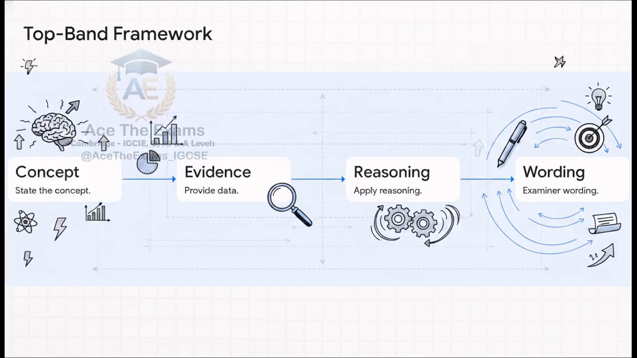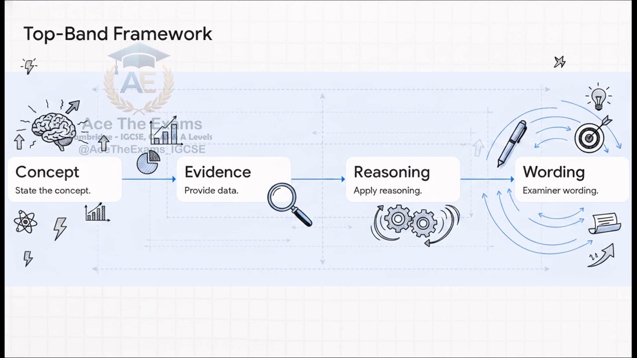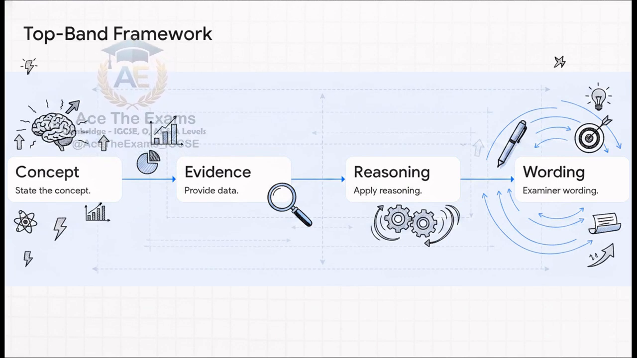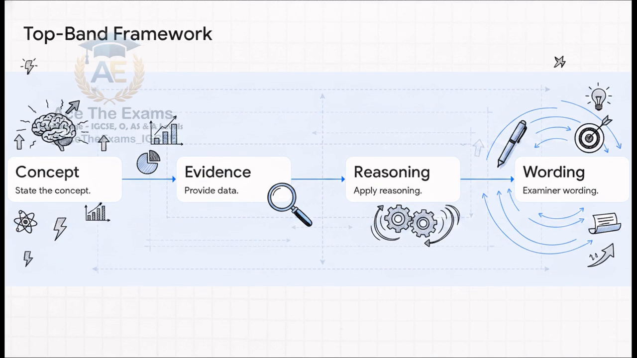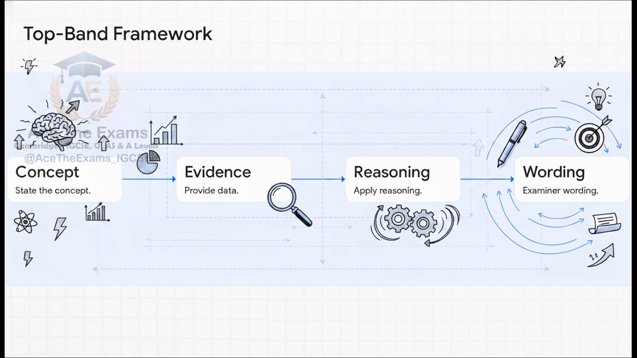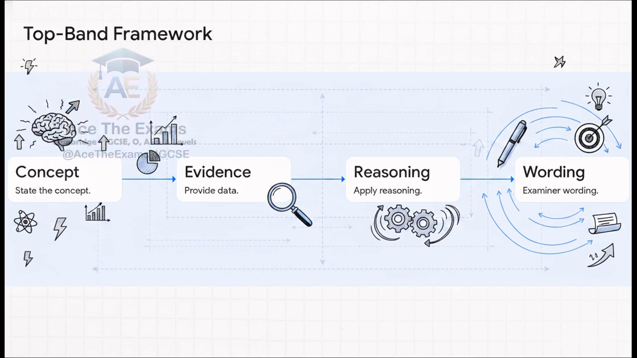To completely bulletproof your exam strategy, we need a reliable system. Let me introduce you to the absolute ultimate 4-step top-band answer framework. First, you state the concept. Second, you provide the evidence or data straight from the question. Third, you apply your scientific reasoning. And finally, fourth, you package the whole thing in strict examiner wording. This right here is the blueprint for a maximum mark answer. When you follow this flow, you aren't just hoping for marks, you are magnetically pulling them to your page.